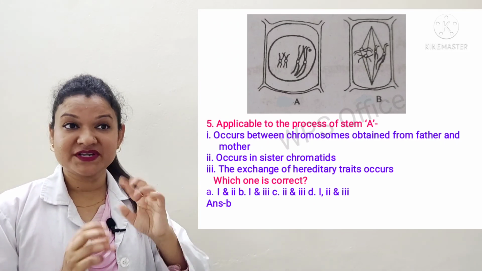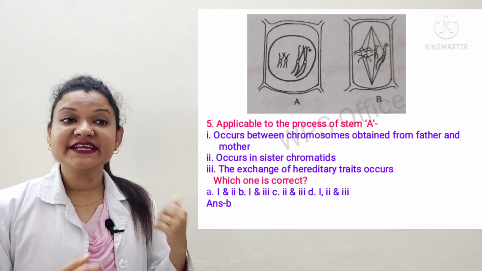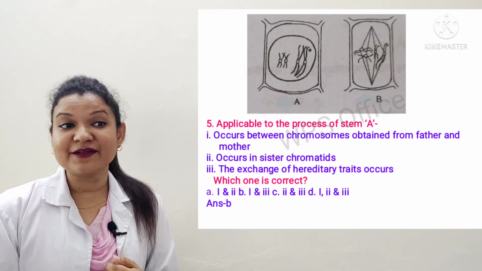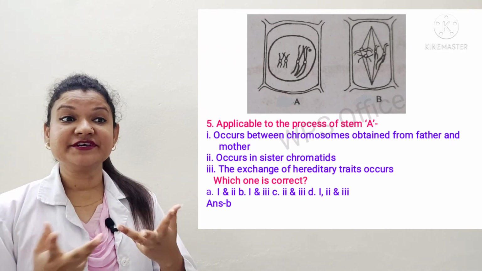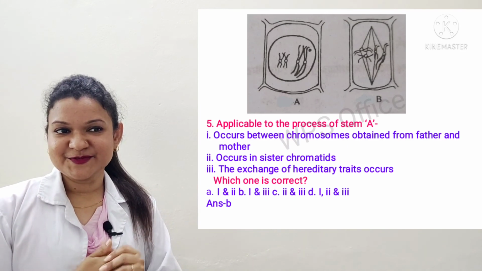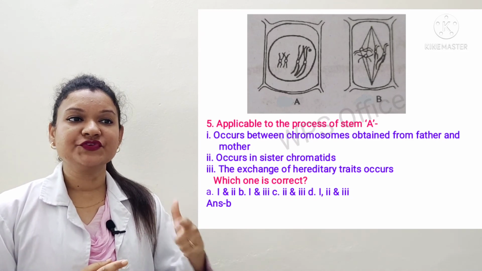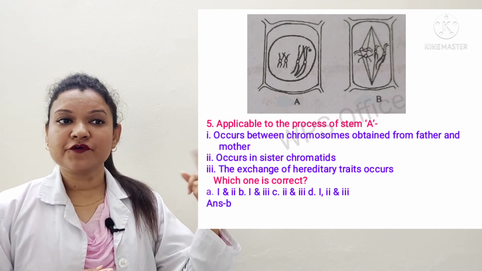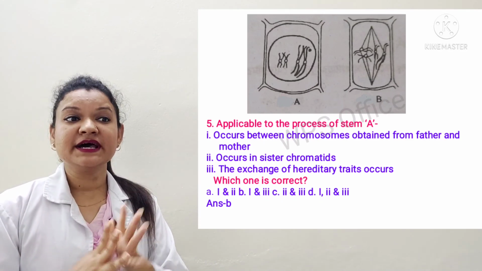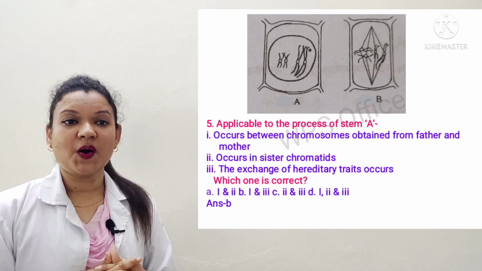It occurs in sister chromatids, not; it will be non-sister chromatids. And then number 3, the exchange of hereditary traits occurs. Obviously, it is crossing over, and obviously hereditary traits will be exchanged. So what will be the answer? I think you can guess. The answer will be B. That means 1 and 3 are applicable for the process of stem A: it occurs between the chromosomes obtained from the father and mother, and number 3, the exchange of hereditary traits occurs.